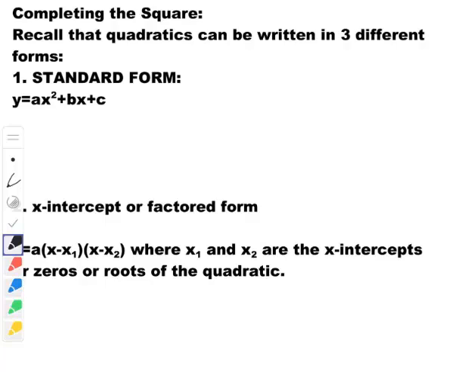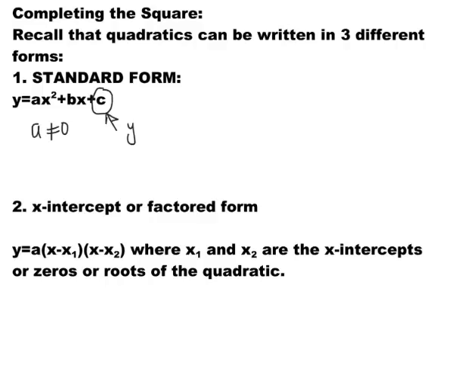Remember that every quadratic can be written in three different forms. One is called standard form, which is in the form of y equals ax squared plus bx plus c, where a, b, c are real numbers and a cannot be equal to 0. The nice thing about standard form is by looking at the equation, we can see that the y-intercept is the constant. This is the y-intercept.